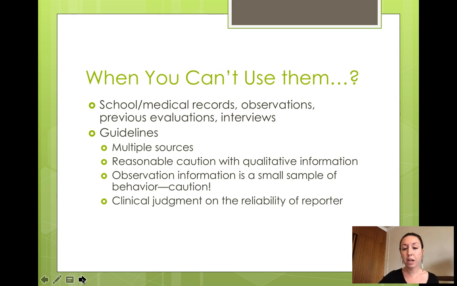Use clinical judgment on the reliability of the reporter, making sure the person can accurately give you a good picture of that individual. The person may not know the individual well enough, so make sure you feel like they have enough information to be a reliable reporter of the questions that you're asking.